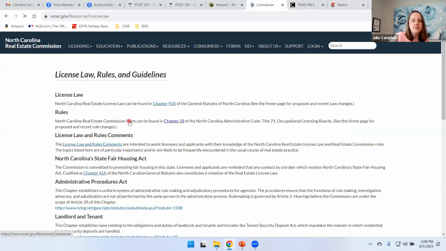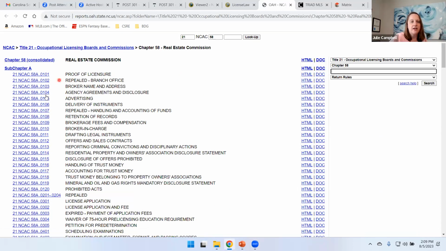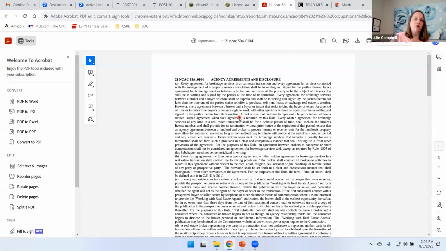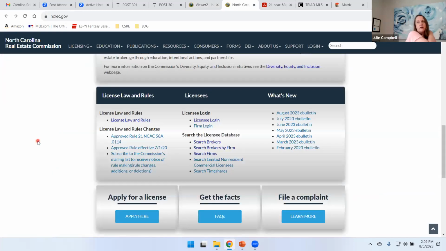If we go to this link, license law and rule, you can see we got chapter 93A and we got chapter 58. So you got your license law and commission rule. And again, when you click on this, it takes you to the actual 58A as we patiently wait for it to load. There it is. So now you can see all of 58A, the various sections. And again, there's 58A.0104 about agency agreements and disclosure. So it's important that we're always looking at the most current and up to date, but also that we know where and how to access it. So when we are out in the real world, we know where to go, where to find it. So the home page is a great place to start.